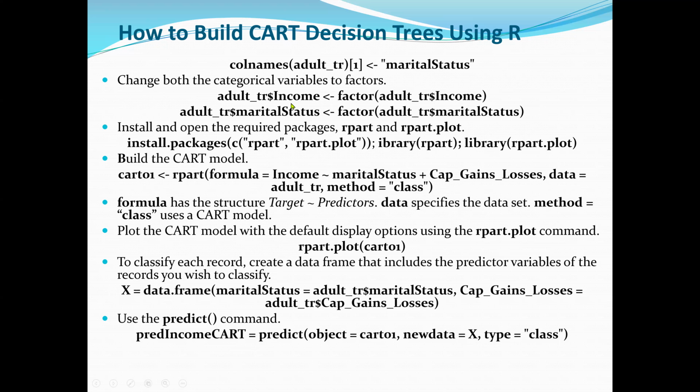Then we can rename the variable by creating marital status and saving it as the variable's name. And then we can change both categorical variables to factors. The factor function changes the data structure type to factors. So we change a.tr income to be a variable as a factor, and marital status also as a factor. So now our data set is ready to build a model.